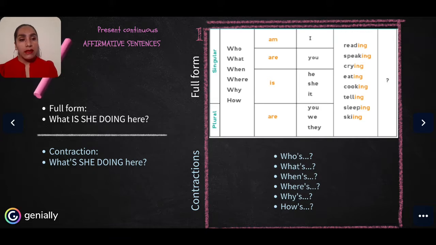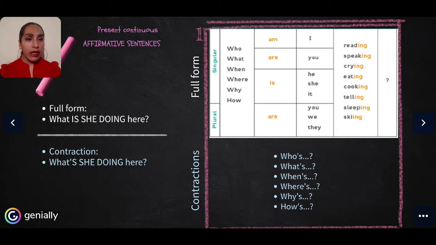Who's, what's, when's, where's, why's, how's. You can see, solamente vamos a contraer cuando se trate de ocuparlos con el verbo be, is. Okay? So this is basically the contraction form of the affirmative sentence.